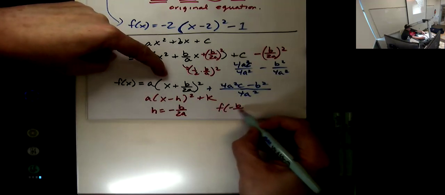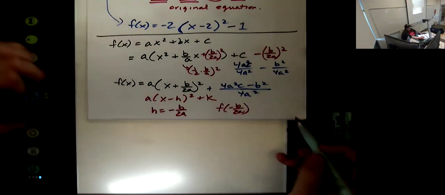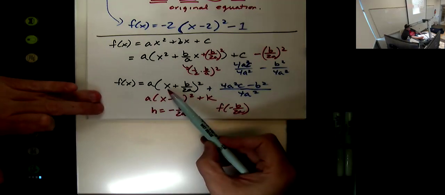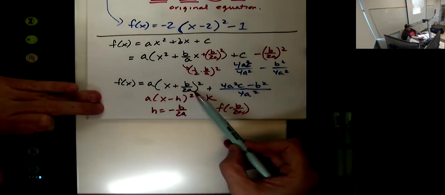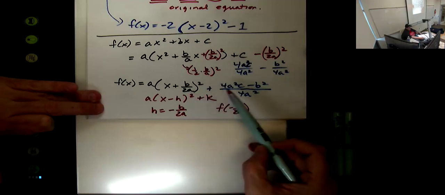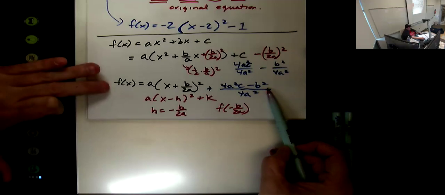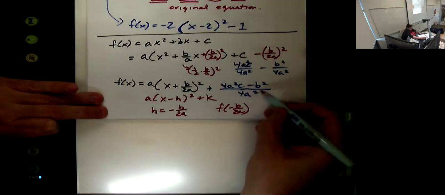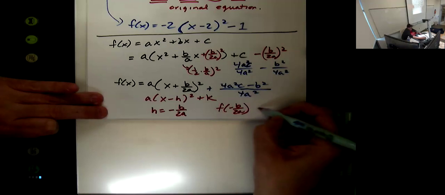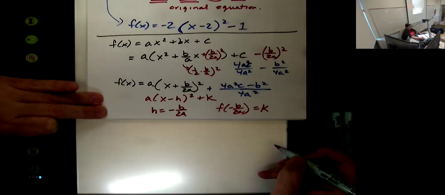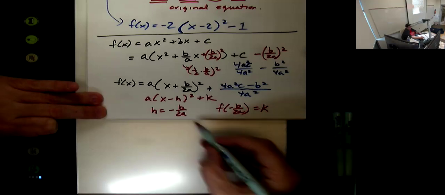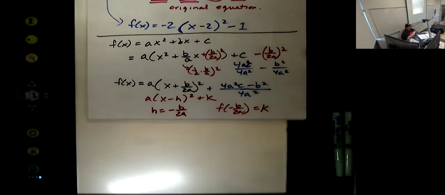If I put in X as negative B over two A, what is this overall parentheses? 0, right? And so whatever's left here is the value at the vertex. So rather than memorizing that, we're just gonna say that's K. And that's easier to plug in. You'll get a value here and we'll just plug it in and it'll be good.